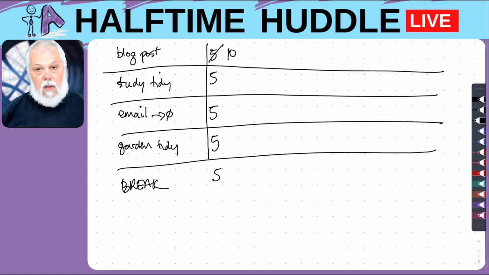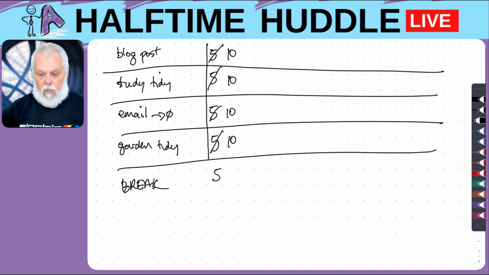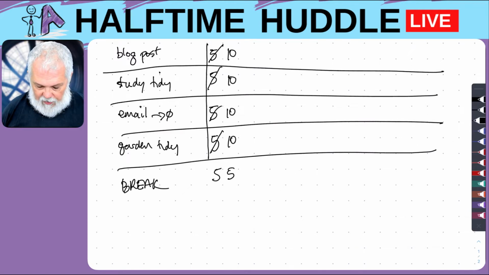Okay, so after the end of my blog post, I've done my 5 minutes and I've still got 10 minutes of stuff to do, so I'll put in 10 minutes. At the end of doing the study, I haven't tidied it, so I need to do another 10 minutes. Email's not down to 0. I'm not lucky enough to be that close. So after 5 minutes of doing it, I need another 10 minutes. The garden still has a couple of things I need to pick up and sort out, so I need another 10 minutes.